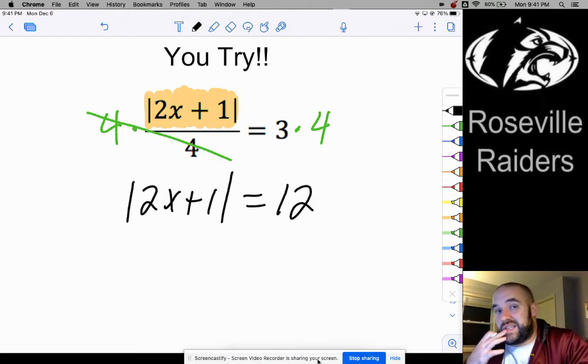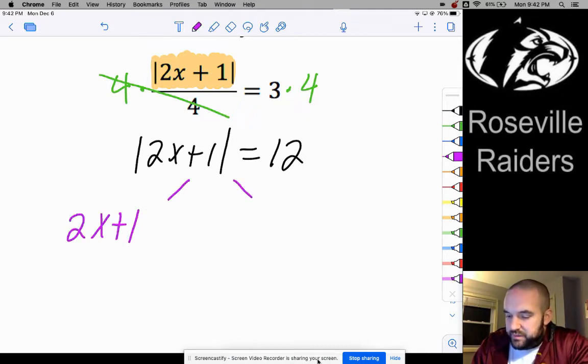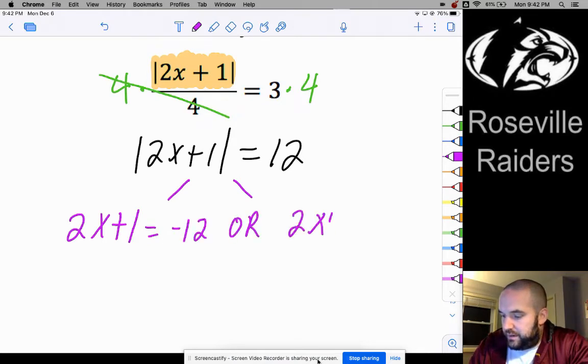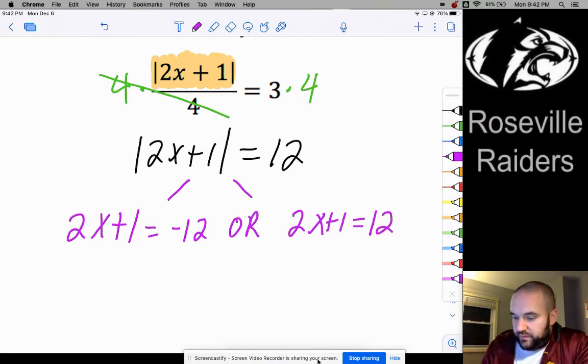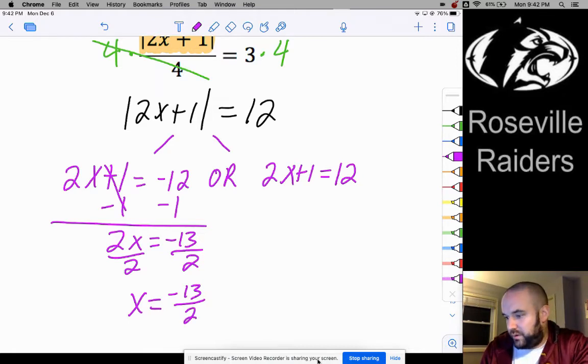Now that the absolute value has nothing outside of it on the left side of the equal sign, I am ready to split this into two equations. So the inside of the absolute value, 2x plus 1, either has to equal negative 12 or the inside has to equal positive 12. And now I'm just going to solve these two individually. By subtracting 1 from negative 12, I'll get negative 13. And if I divide both sides by 2, you could call this negative 6.5 or you can call it negative 13 halves. I'm just going to leave it a fraction.